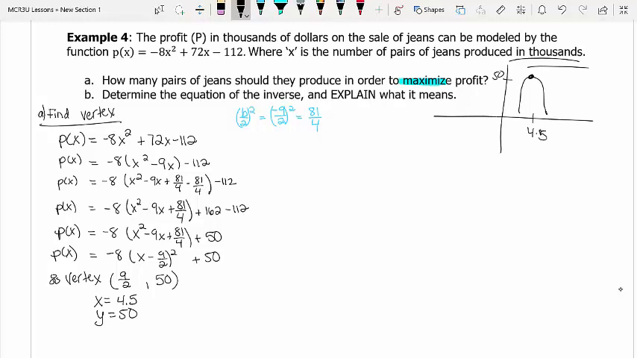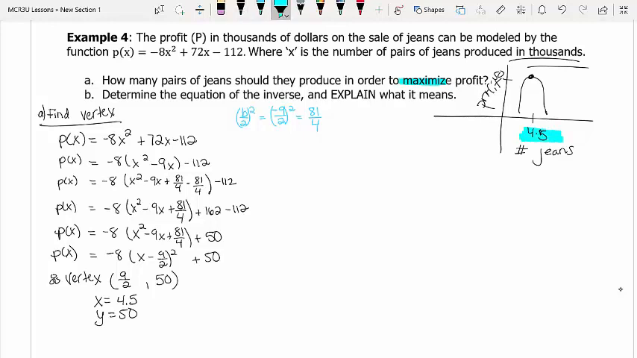So if the question is asking us how many pairs of jeans do they need to produce in order to maximize profit? Okay, if the x-axis represents the number of jeans and the y-axis represents profit, which of those two values, the 4.5 or the 50, represents the number of jeans that maximizes the profit? Okay, hopefully you came up with 4.5, right?